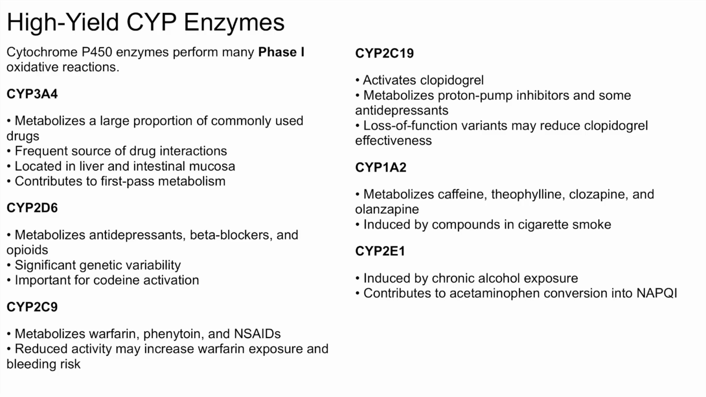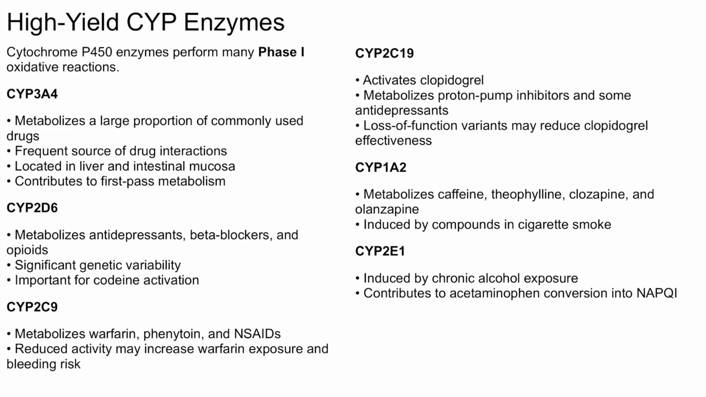CYP2D6 metabolizes many antidepressants, beta blockers, and opioids. It has substantial genetic variability and converts codeine into morphine. I like to remember this one because it is the only one with a D in it, so I remember that it's used for antidepressants. And then beta blockers and opioids kind of follow suit there for me.